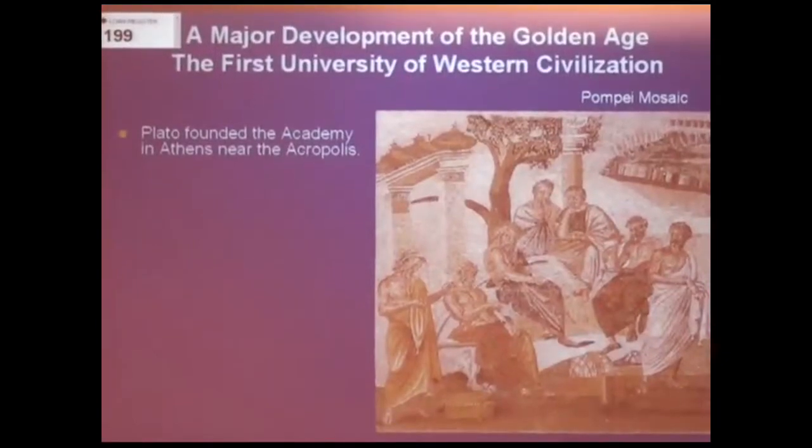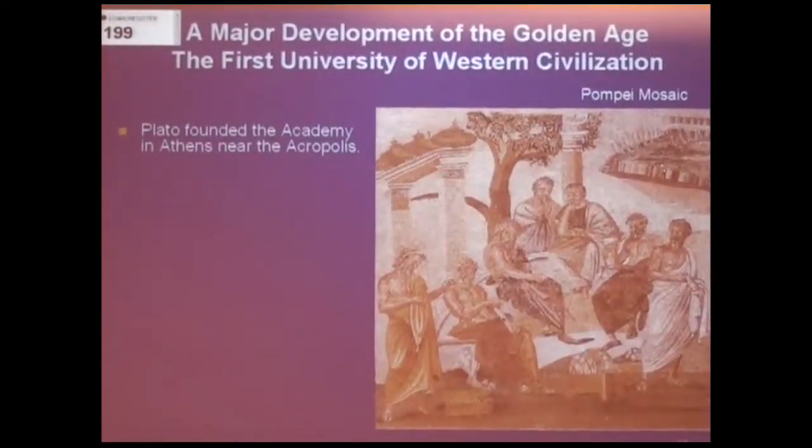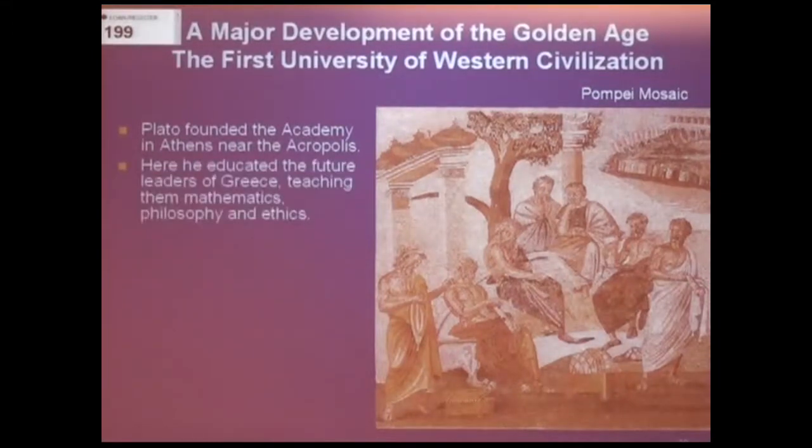As I said, they, in fact, founded the roots of many aspects of our culture. So the fact that we have universities like Cornell here was the idea, and that we are an academic institution. All of that idea came from the Greeks. In fact, the guy Plato founded this academy near the Acropolis in Athens, and he called it the academy after his friend Academus.